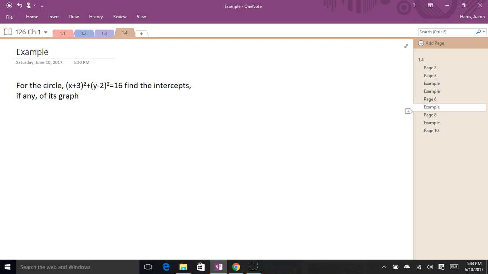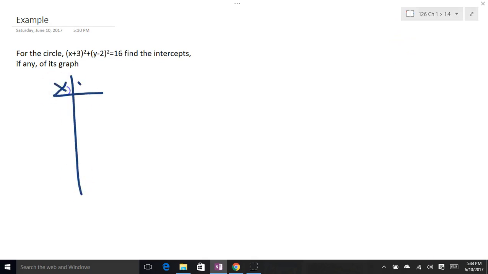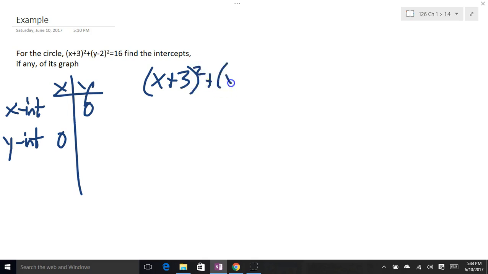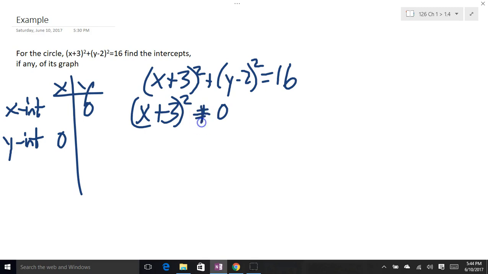Alright, so if you've got x plus 3 quantity squared plus y minus 2 quantity squared equals 16, find the intercepts, if any, of its graph. Well, if you remember when we found intercepts, to find x-intercepts, we let y be 0. To find y-intercepts, we have to let x be 0. So let's go ahead and find our x-intercepts first by letting y be 0 and solving. So we're going to let y be 0. Oops, that's a plus right there. We're going to solve this thing.